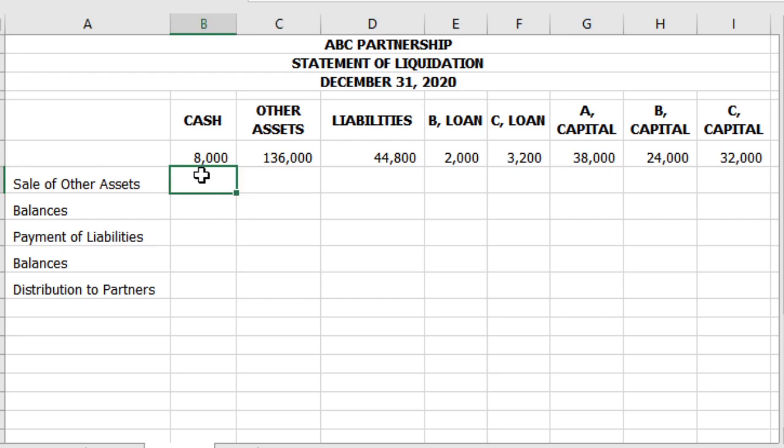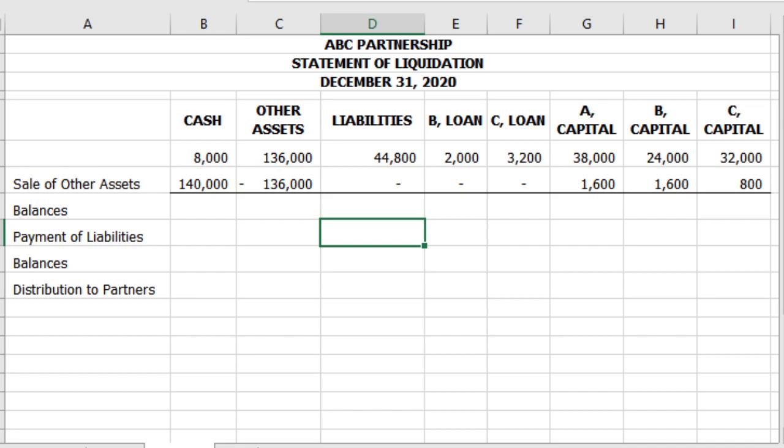So, yung cash natin, madadagdagan ng 140,000. So, yan. Na-plot na natin. So, yung ating cash, madadagdagan ng 140. The other assets, kung pwede, ang gagamitin nyo, open and close parentheses para mas nakikita siya. And then, yung ating A, B, and C capital, nadagdagan ng gain na 1,600, 1,600 and 800. So, kukunin lang natin yung balance nila.